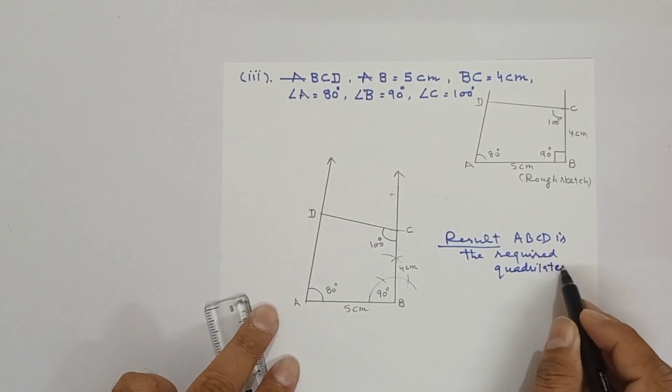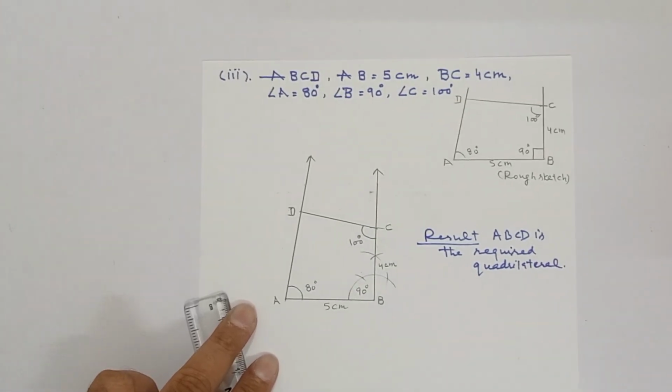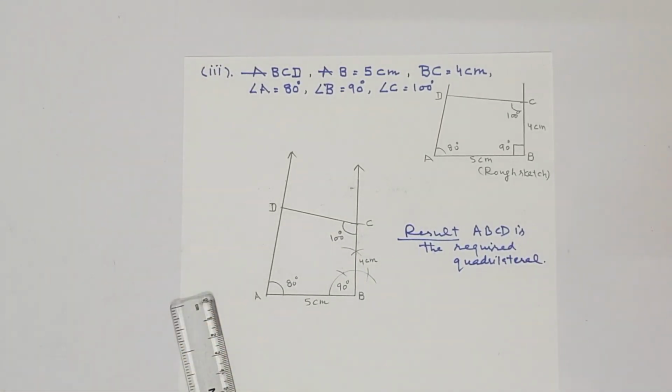So we have completed worksheet 2 of chapter number 12, construction of quadrilaterals. For better understanding of other constructions of worksheet 1 and 2, you can refer to the previous videos, and you can get the previous videos if you subscribe the channel.